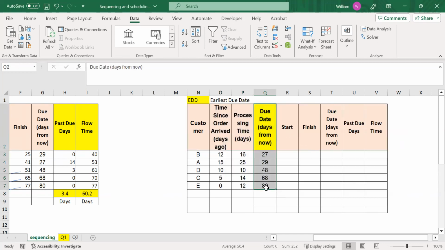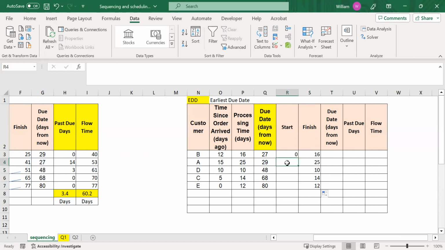Okay, so now as I'm looking at the due dates here, customer B goes first, then customer A, then customer D, then C, then E. Okay, so we're going to start with customer B today. So we start on day 0, and customer B's processing time is 16 days. So we are going to be finished with this customer in 0 plus 16 days. Okay, now that formula stays the same, so I can drag this down.